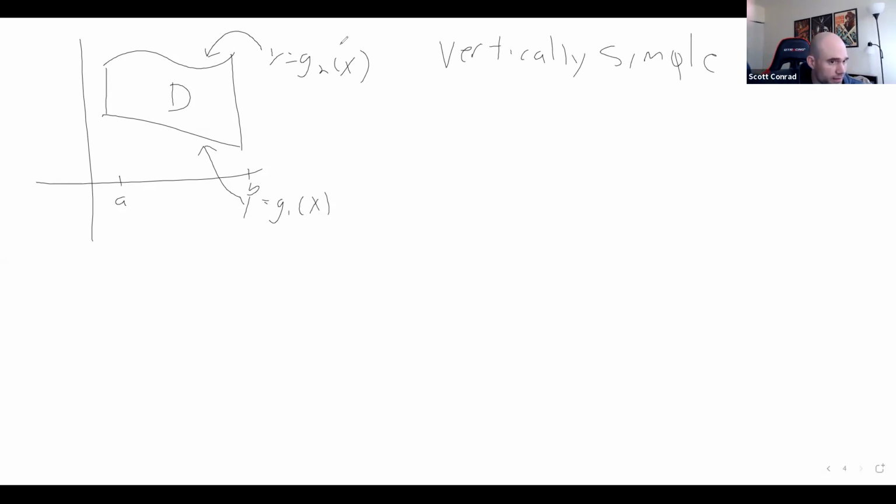So vertically simple, we've got a top curve and a bottom curve. When we're vertically simple, the vertical variable y is going to be bounded by functions of the other variable. So below, we have g1 of x, and above we have g2 of x. And then for the other variable, we're just going to say x is bounded by a and b. x goes from a to b.